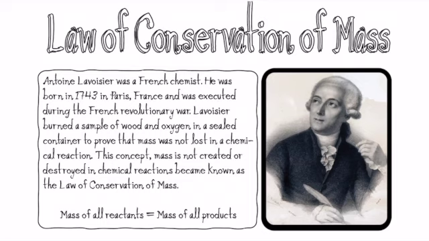The law of conservation of mass. Antoine Lavoisier was a French chemist. He was born in 1743 in Paris, France, and was executed during the French Revolutionary War. Lavoisier burned a sample of wood and oxygen in a sealed container to prove that mass was not lost in a chemical reaction. This concept, mass is not created or destroyed in chemical reactions, became known as the law of conservation of mass. So the mass of all reactants must be equal to the mass of all the products.